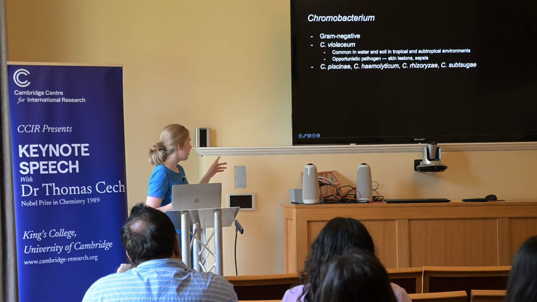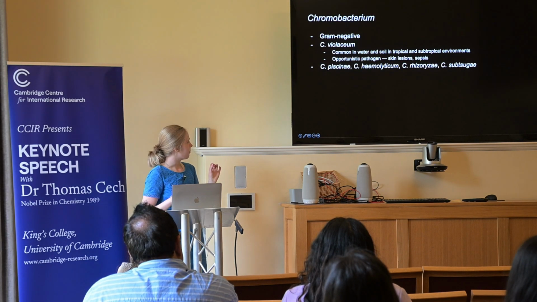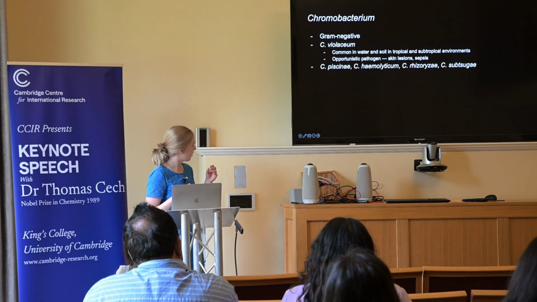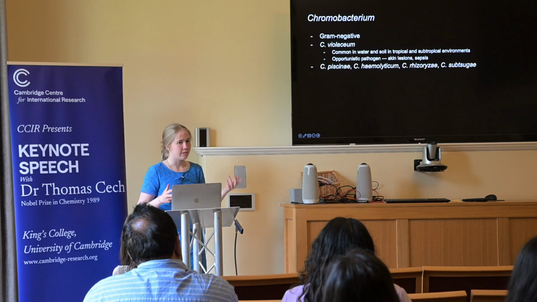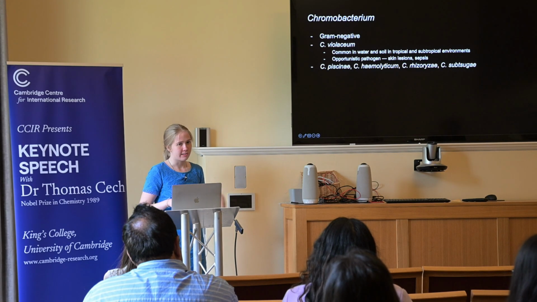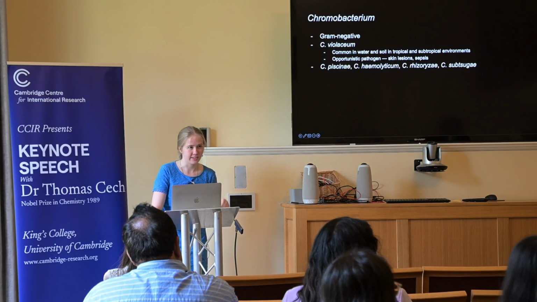Probably the most common and well-known species is C. violaceum, which is another ubiquitous bacteria in tropical and subtropical climates. It's an opportunistic pathogen, can cause things like skin lesions and sepsis. And these other species, they're also common. These were found in BLAST results, but they're all just about the same as C. violaceum with variations in pigmentation and things like that.